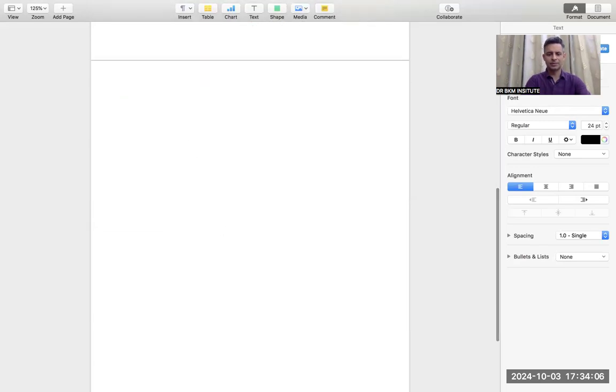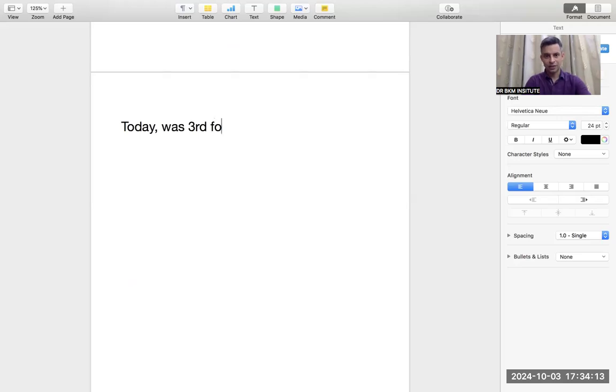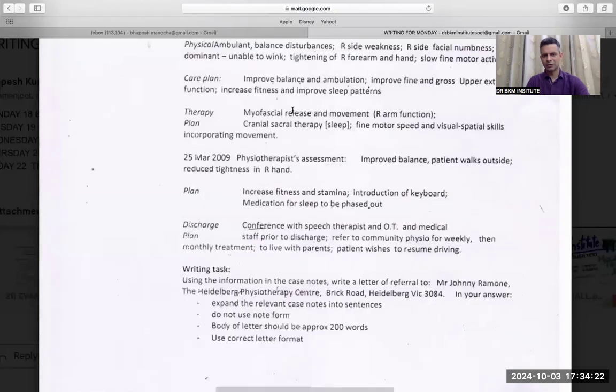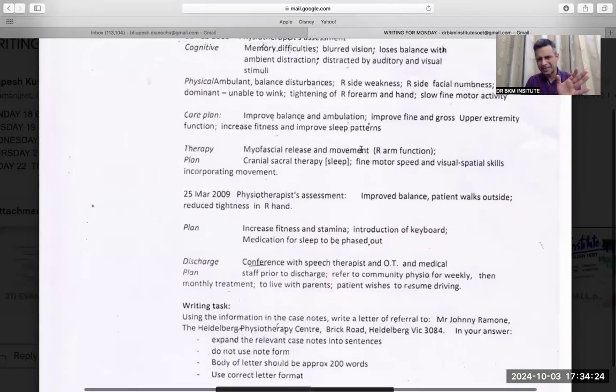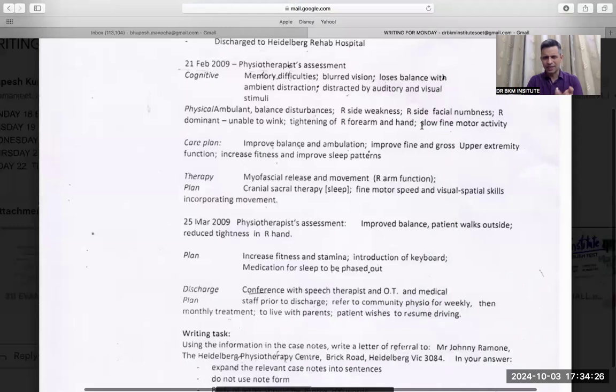You want to write maximum things today. Today, now passive voice plus third form. Now passive voice will convert into has been plus third form. Today he has been found to have, what happened. So you will write all these things, whatever you want to write. You can miss anything. You can talk about fine motor activity was slow. There was tightening. Therefore, a plan was created for those, and myofascial release and movement of right arm function was done and all that you can write. You can skip anything, you can write anything.